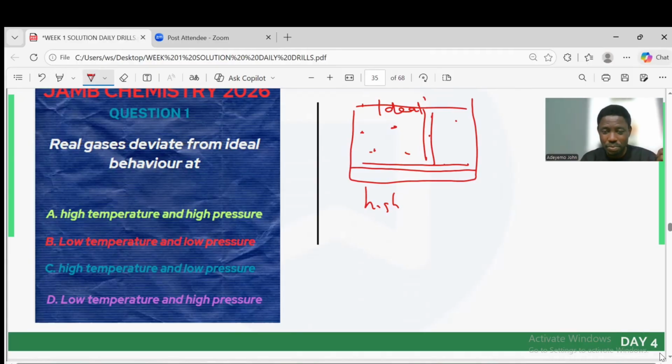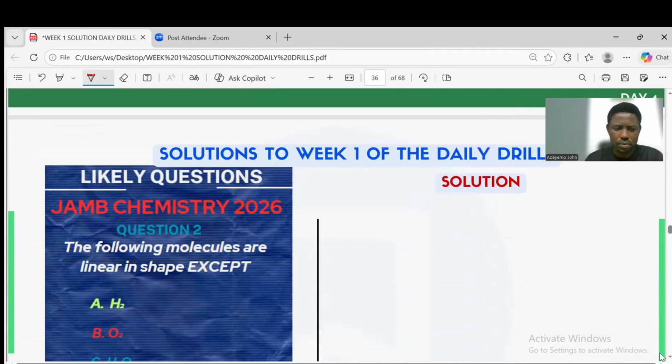Because pressure is high, it brings them closer, so they are no longer behaving as ideal gases. And if the temperature is low as well, low temperature will not make them gain enough energy so that they separate from one another. So low temperature and high pressure is the combination that will make real gases deviate from ideal behavior. So that is D. I hope you got that gist. Okay, let's move to question 2.